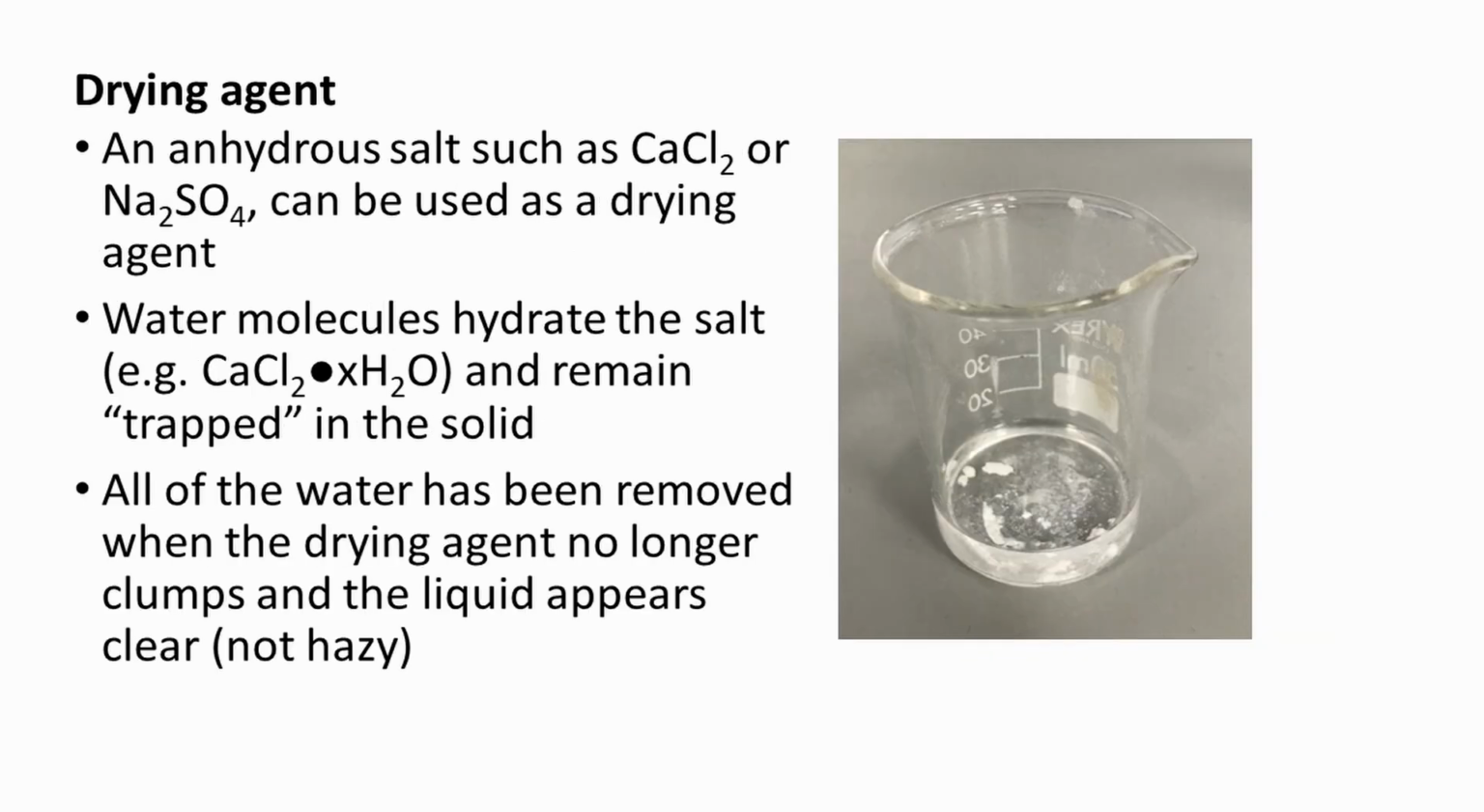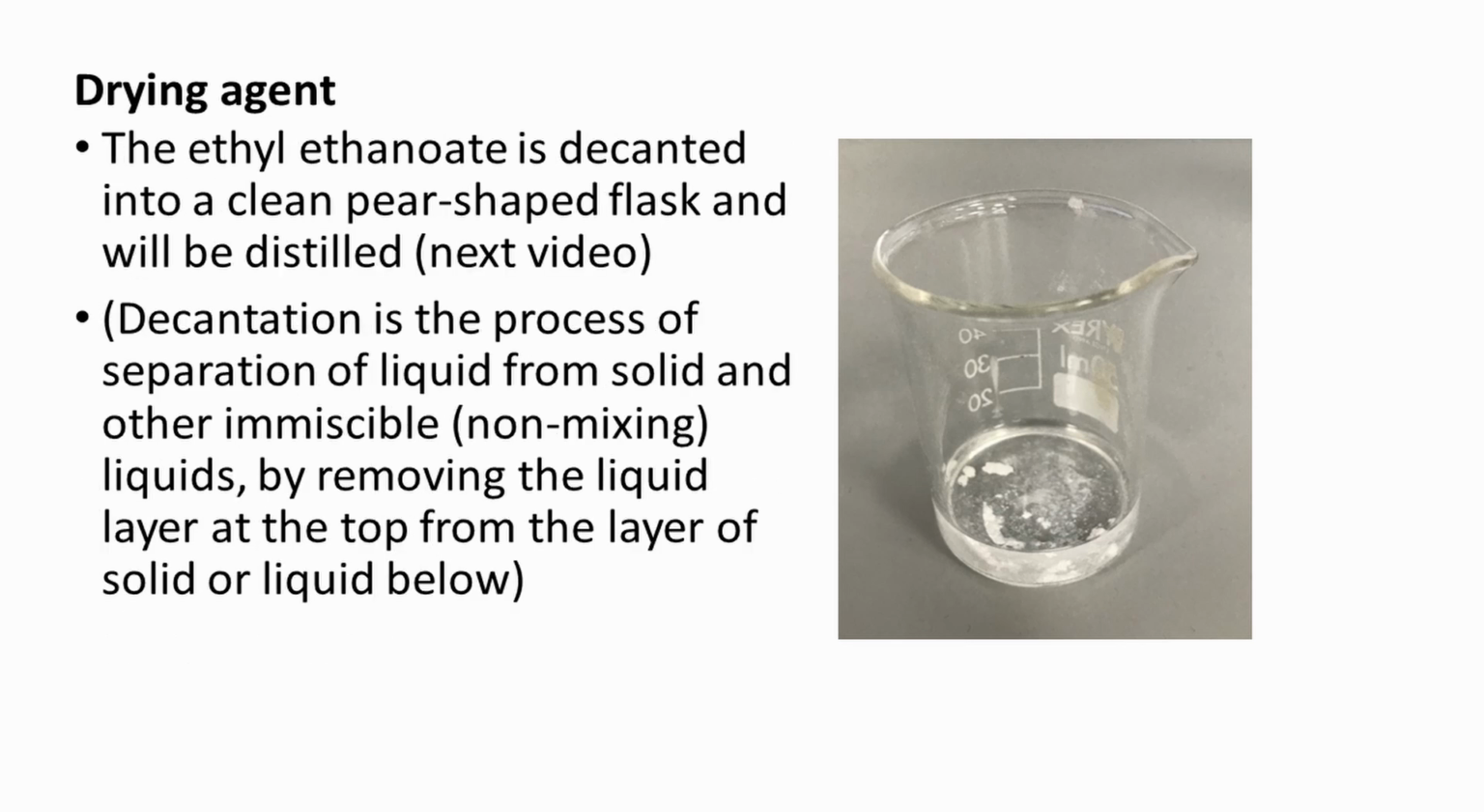Anhydrous salts such as calcium chloride or sodium sulfate can be used as a drying agent. The ethyl ethanoate drains from the separating funnel into a beaker and a spatula of the solid drying agent is added. Water molecules hydrate the salt and remain trapped in the solid. All of the water has been removed when the drying agent no longer clumps and the liquid appears clear rather than hazy. The ethyl ethanoate is decanted into a clean pear-shaped flask to be distilled later.